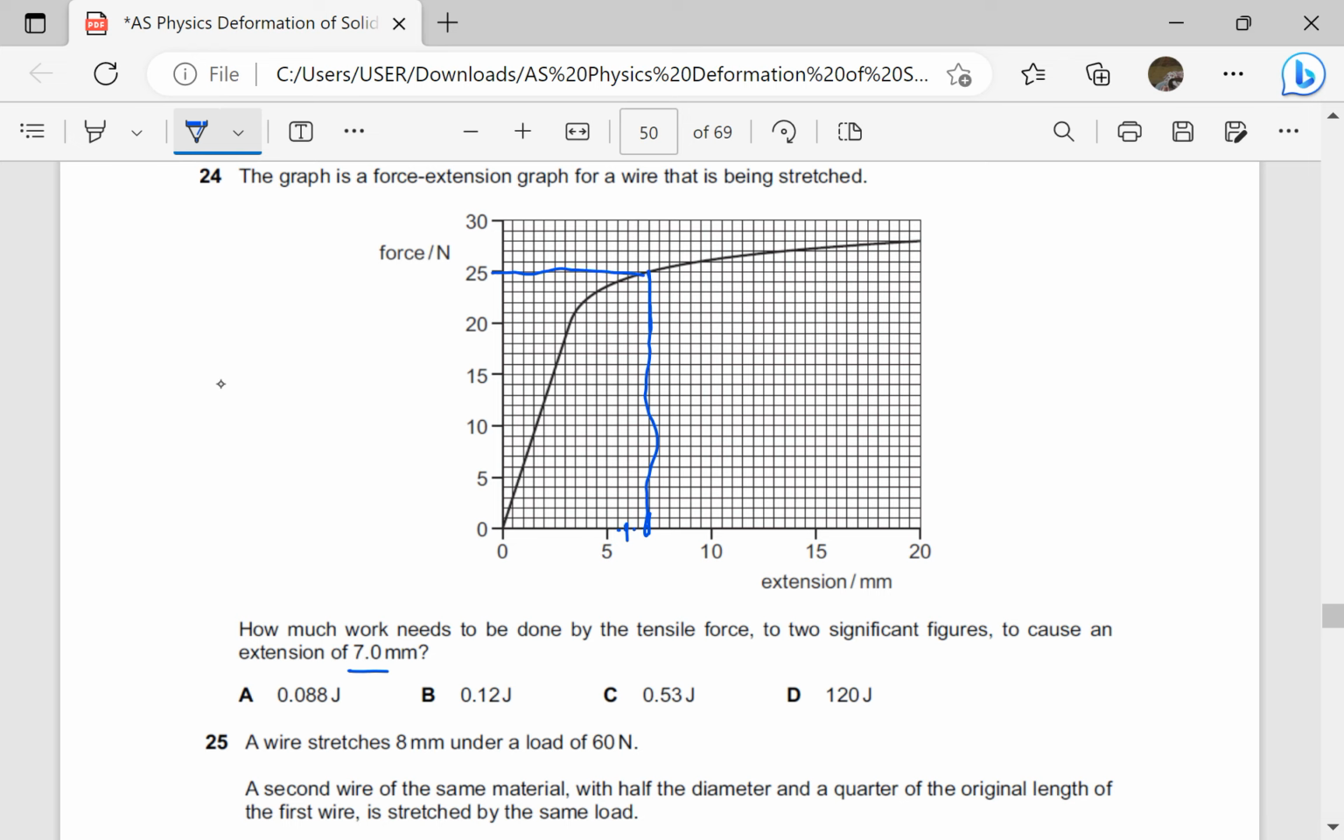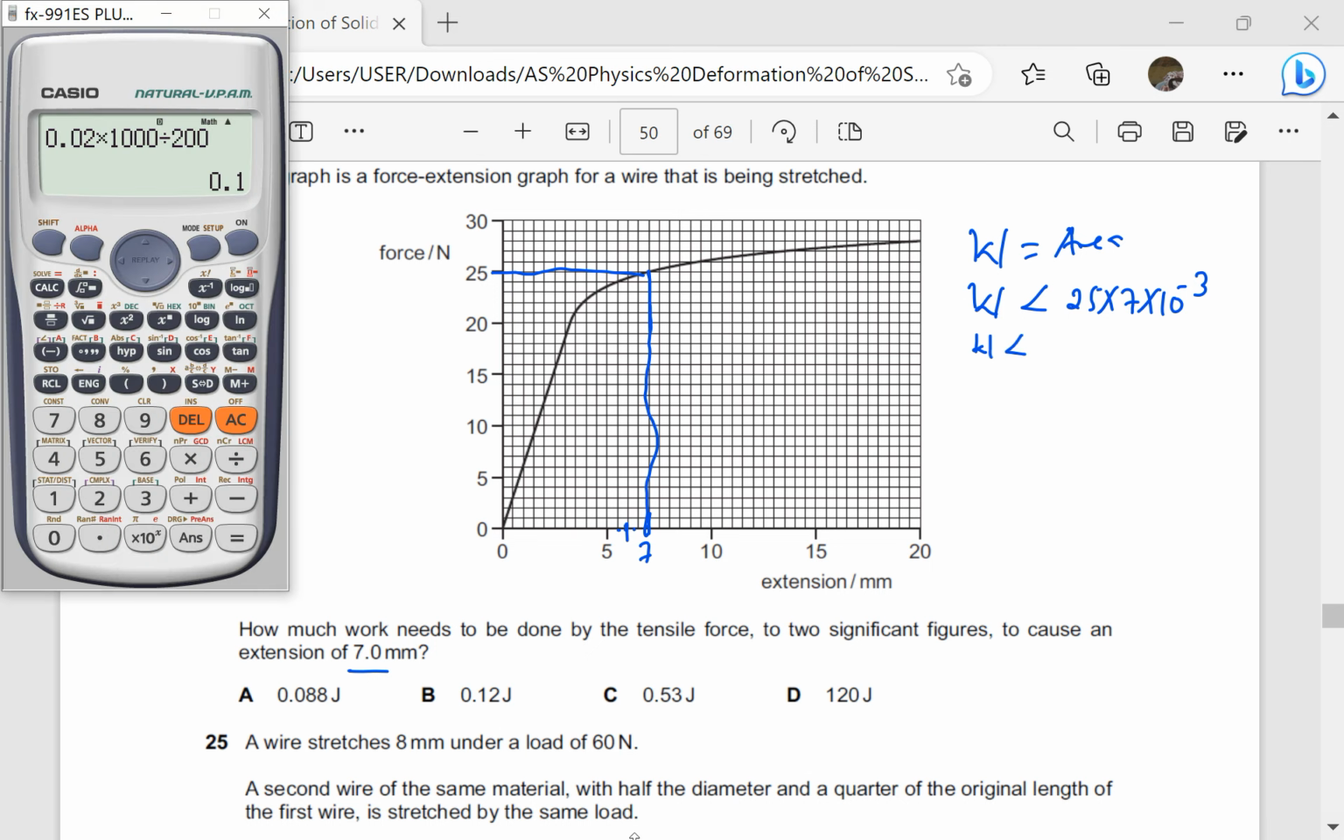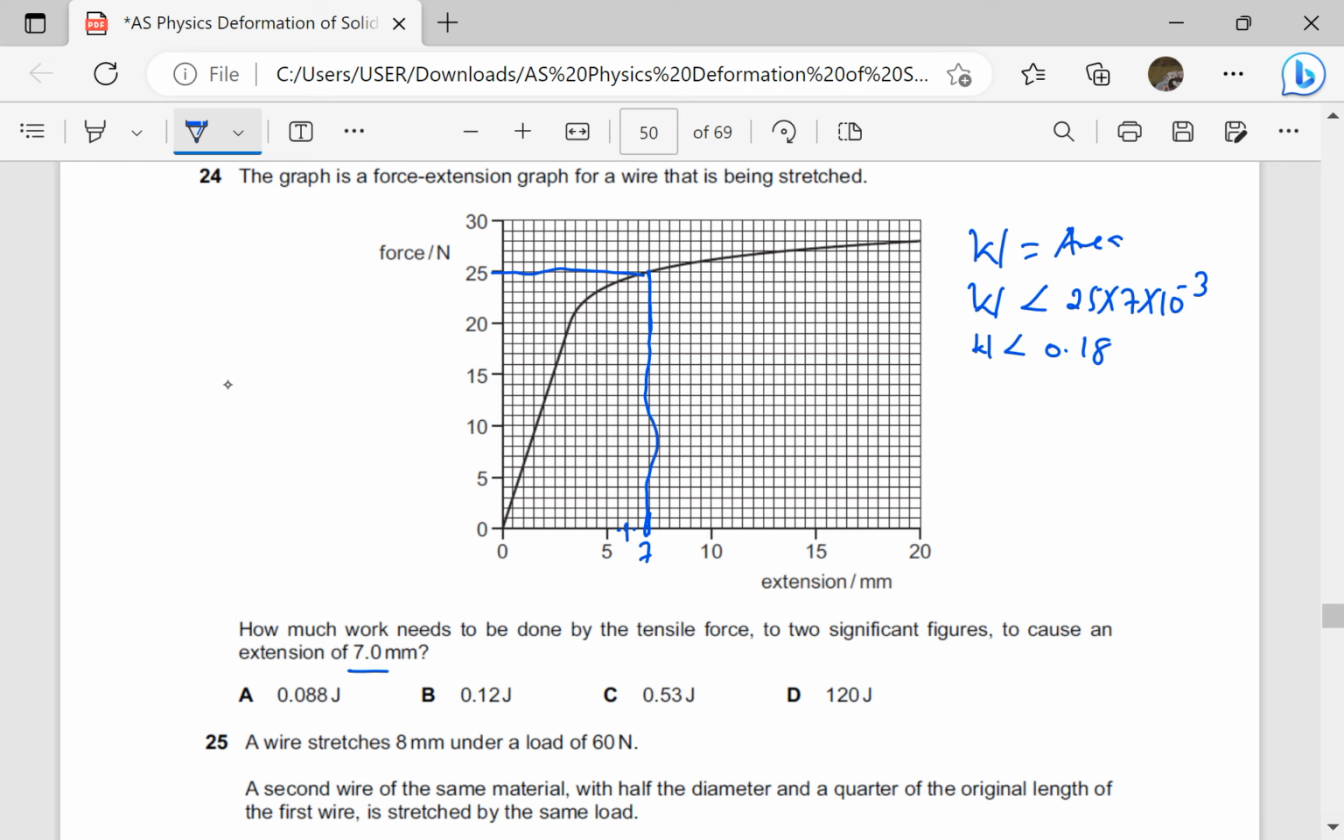So remember, the work done is going to be equal to the area under that part of the graph. First of all, we can see that the work done must be less than the total area. If I take 25 times 7 times 10 to the power negative 3, the work done should be less than that. So the work done should be less than 0.18. So it means these two are out because they are greater.